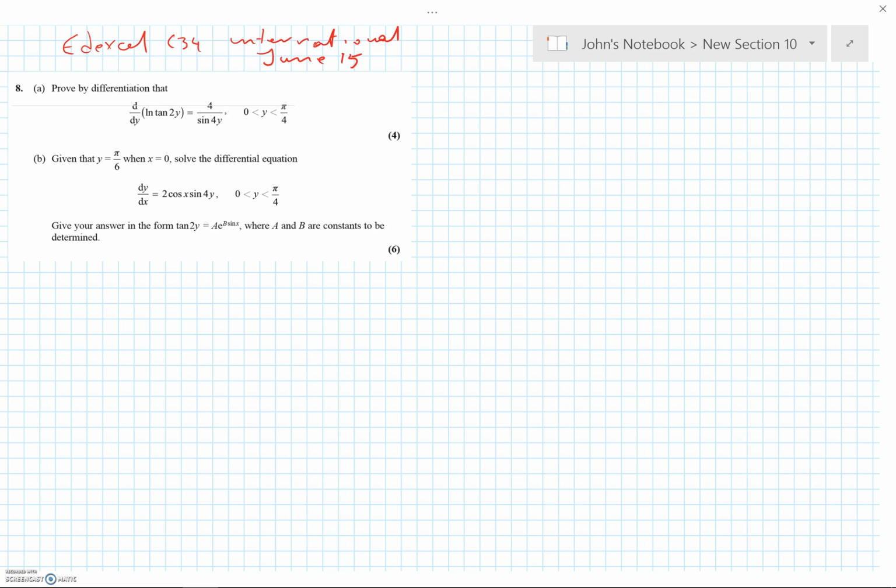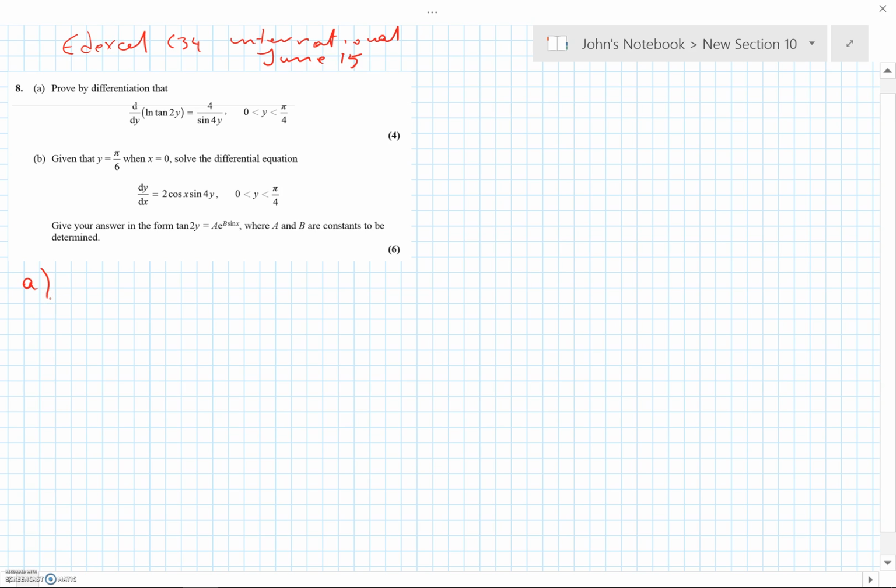Now this is question 8 from the June 15 International C34 paper. It's differentiation, a little bit of trig identities there. It's basically, if you know your chain rule pretty well, then it should be no problem, part A.